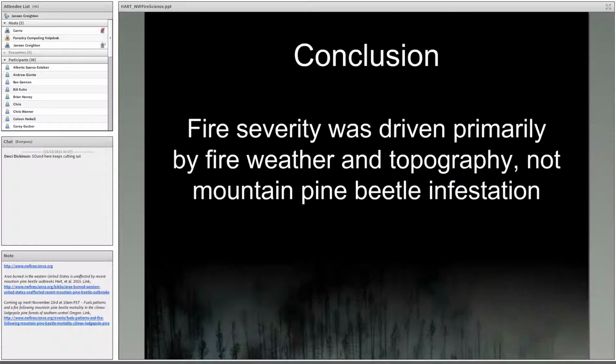But collectively, I think that this suggests that fire severity was driven primarily by fire weather and topography and not mountain pine beetle infestation, although I think there's still a lot that can be done to help improve our understanding of the effects of topography, weather, and fuels on fire severity, and how they interact.